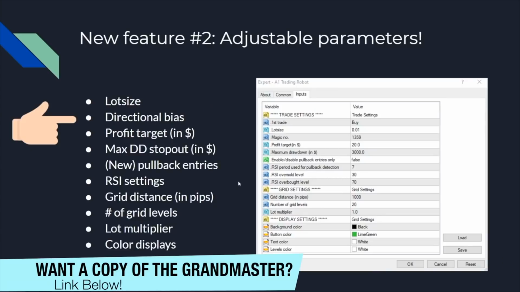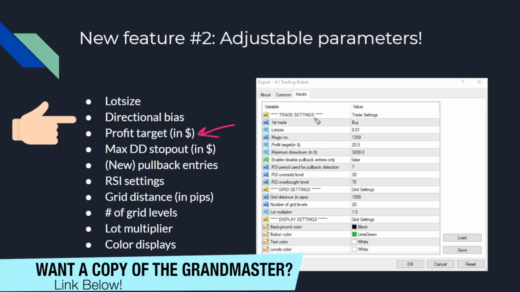New feature number 2, adjustable parameters. You've got a ton of things that you as the driver can set, which is kind of nice. Things like lot size, directional bias, right? So if you have a sell bias, you just change it to sell. You can change it to buy very quickly. You set a target profit.